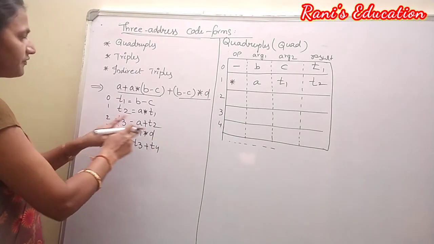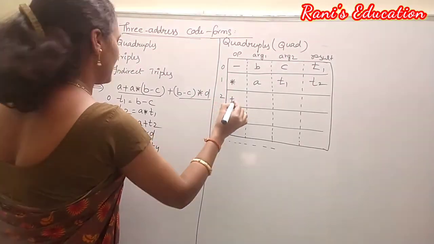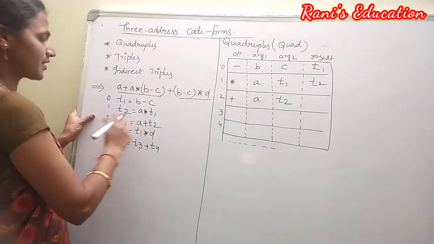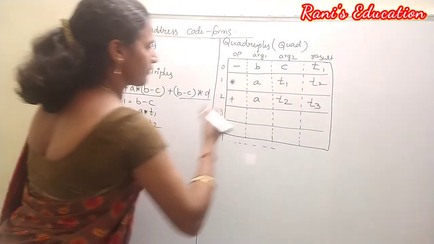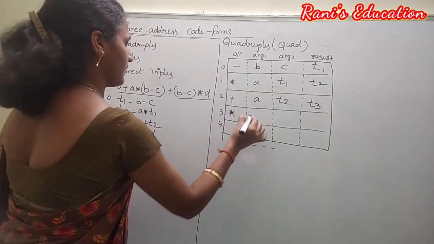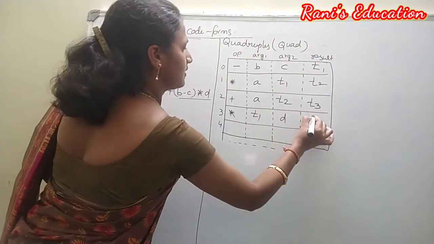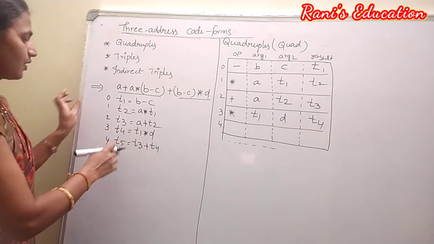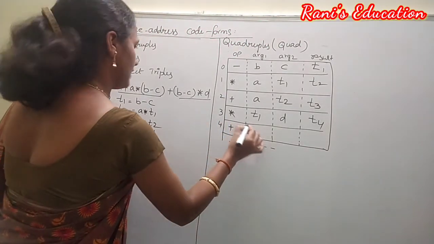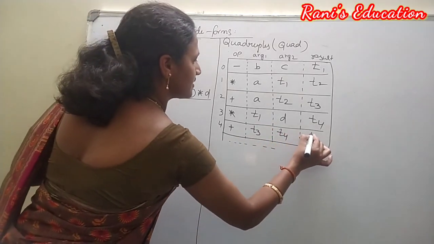Result is T2. Go for the next instruction, T3 equals A plus T2. Here operator is plus, left is A, right is T2. What about result? T3. Go for the third instruction. That is asterisk, T1, D, and result would be T4. Go for the last instruction here, T3 plus T4. Operator plus, left is T3, right is T4 and result is T5.